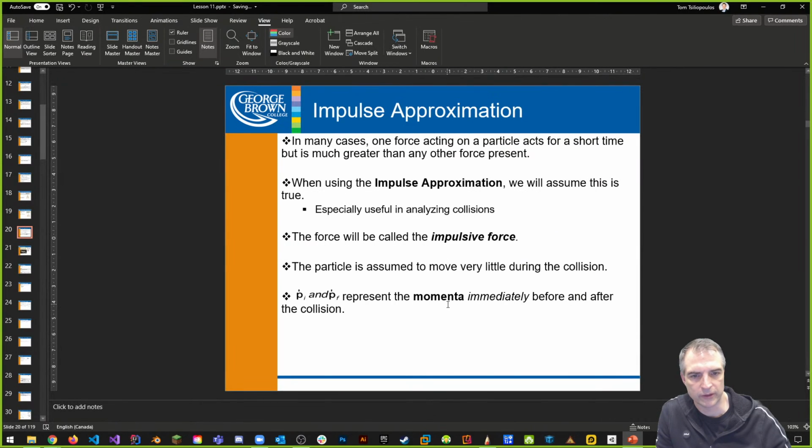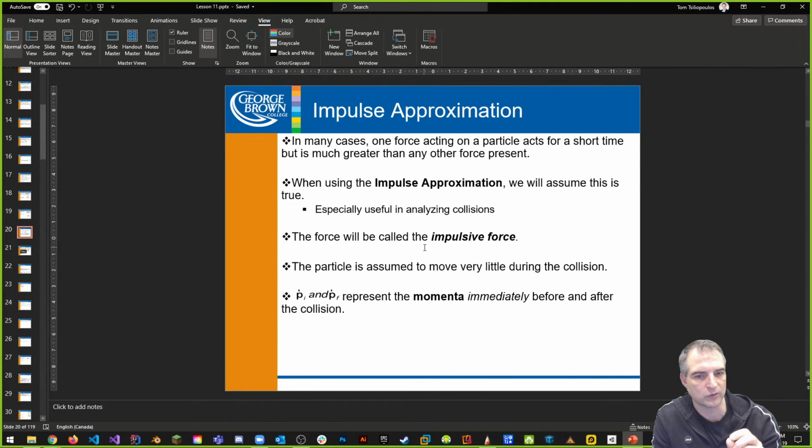Sometimes we want to use an impulse approximation, especially when analyzing collisions, because you want to ask how much momentum there was at a particular time slice. This force will be called the impulsive force. That's the impulse approximation: the force being used at that particular time slice.